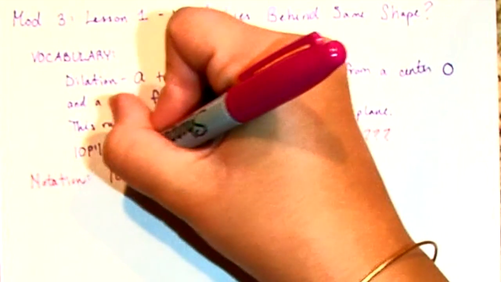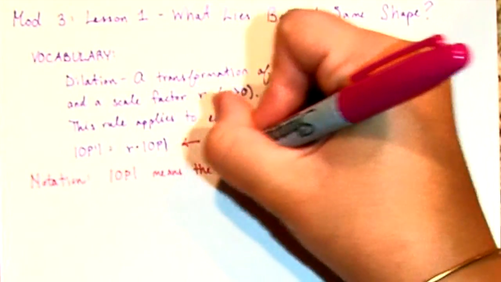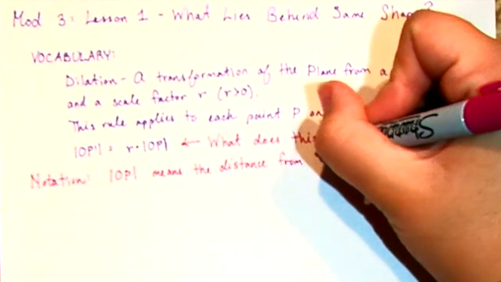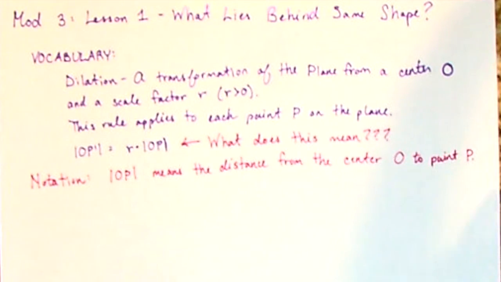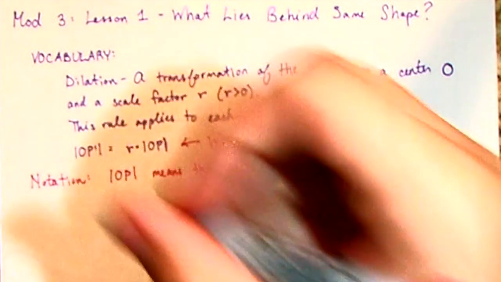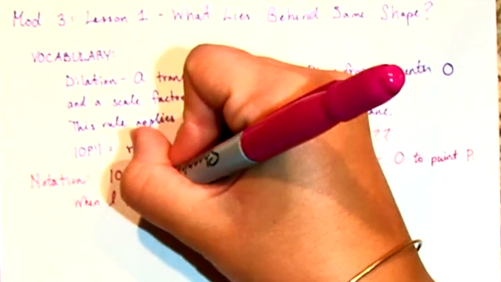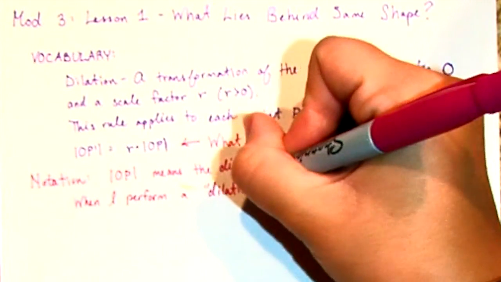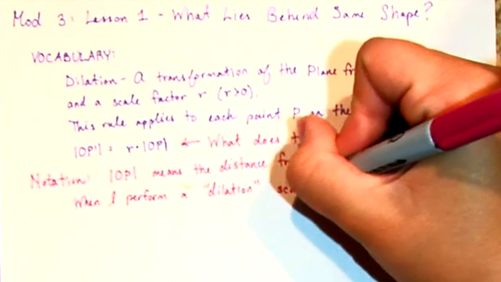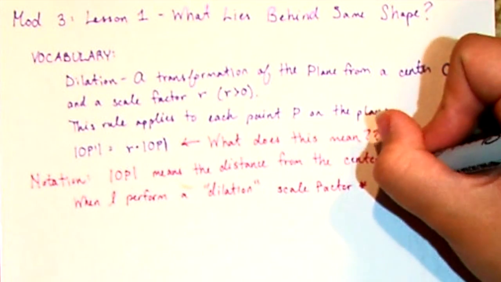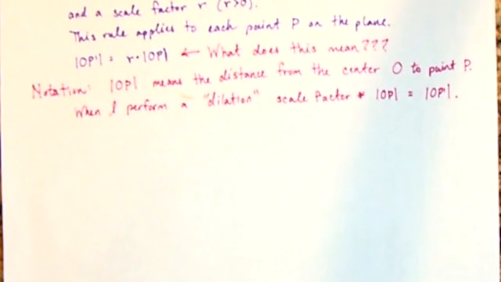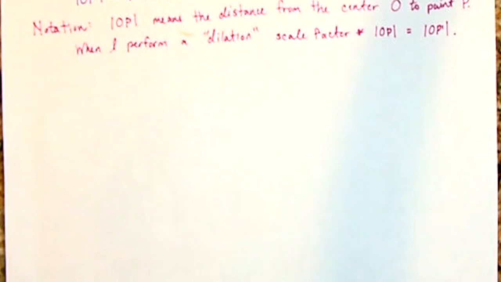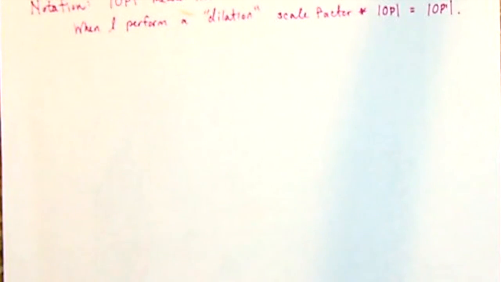So that's some interesting notation that we haven't talked about yet, so let's look there. That kind of straight line with the OP in the second straight line, that means the distance from the center O to point P. So I always have a center O, and whatever that first point is in your original shape, that's that distance. So when I perform a dilation, my scale factor multiplied by that distance between O and P should equal the new distance that I get between O and P prime, which is the resulting point of the dilation.